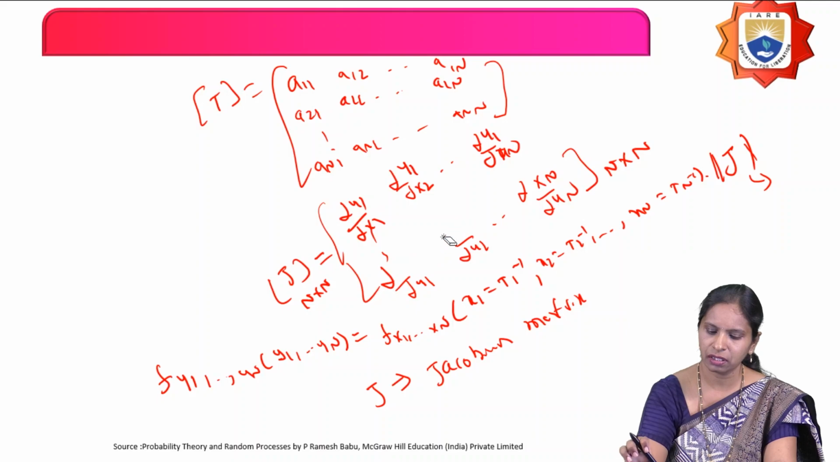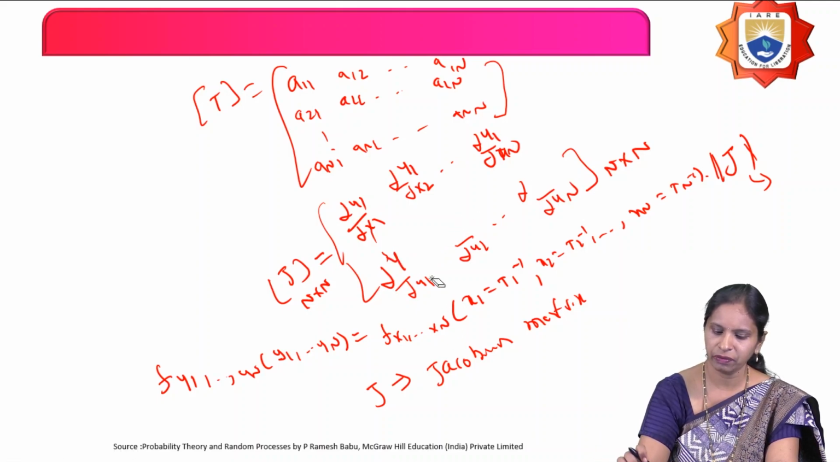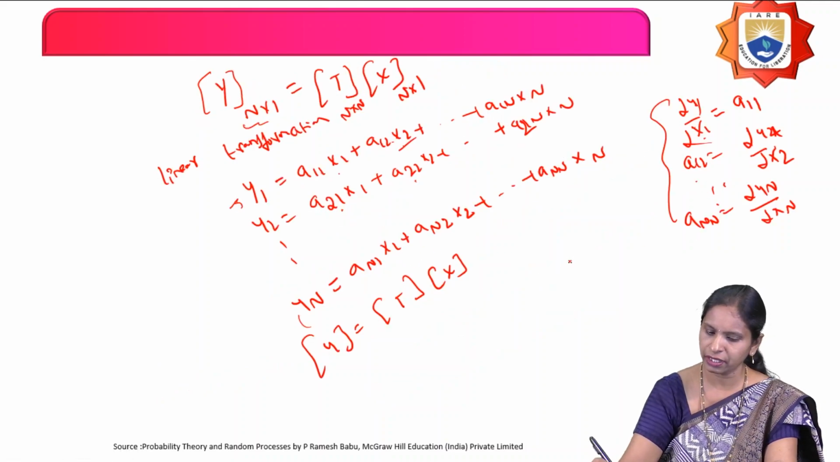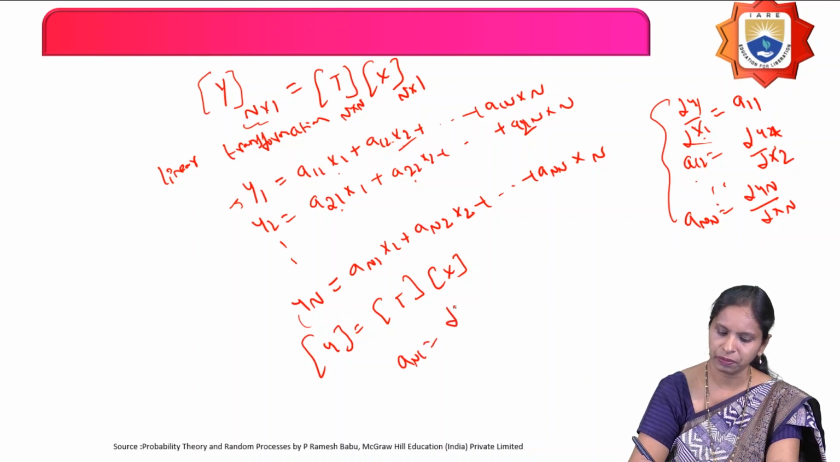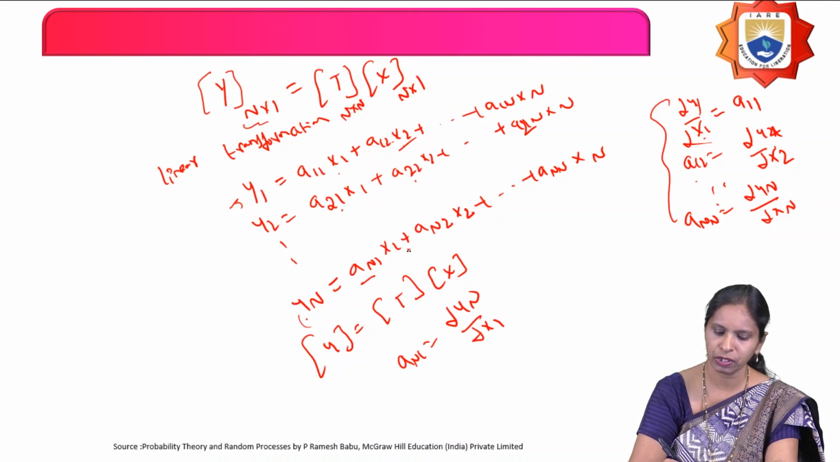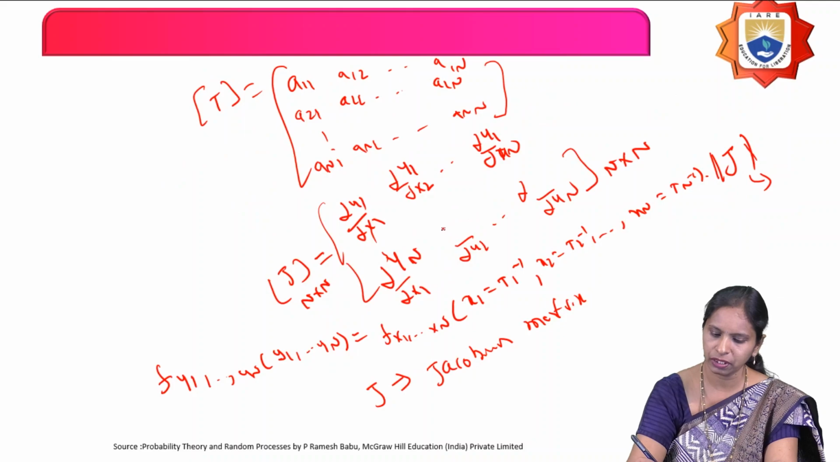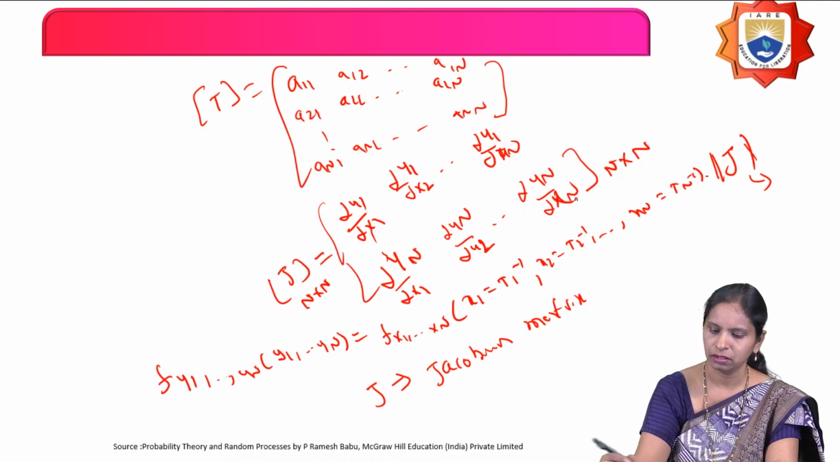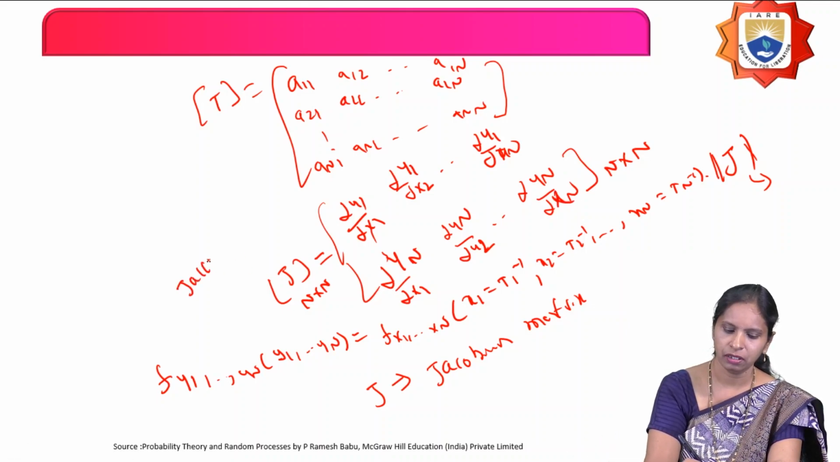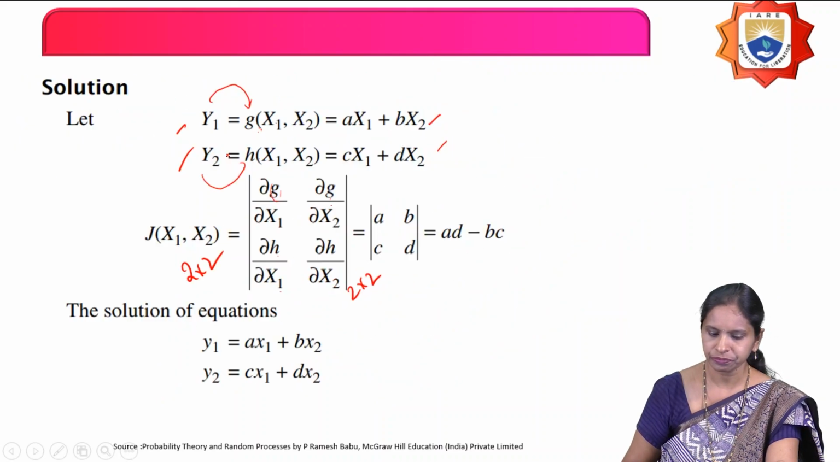Similarly, what is the nth row here? Nothing but dou yn by dou x1. Because in order to get an1, how do you get an1? Differentiate this with respect to x1 so that an1 is equals to dou yn by dou x1. And remaining all these are constants and the differentiation of a constant is nothing but 0. Therefore, what is the nth row here? Dou yn by dou x1 and so on dou yn by dou xn. So, this is nothing but what? Which is called as what? Jacobian matrix. Nothing but the transformation matrix only.